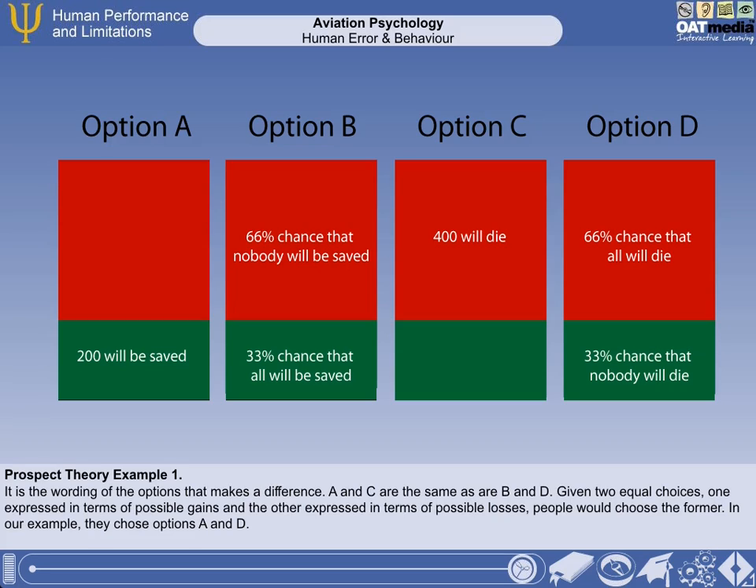Given two equal choices, one expressed in terms of possible gains and the other expressed in terms of possible losses, people would choose the former. In our example, they chose options A and D.